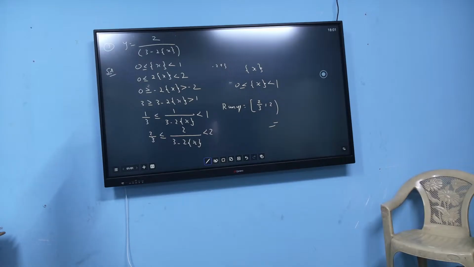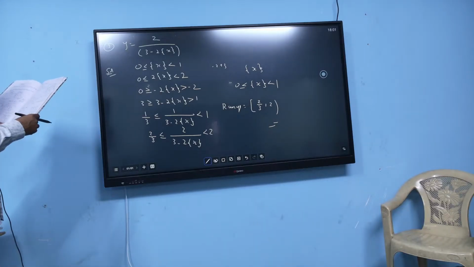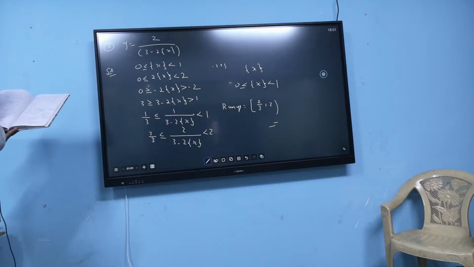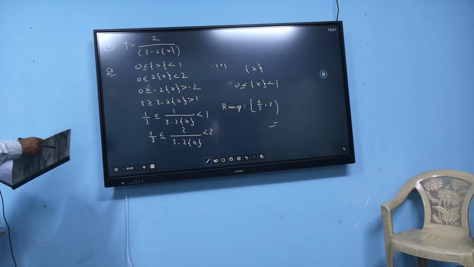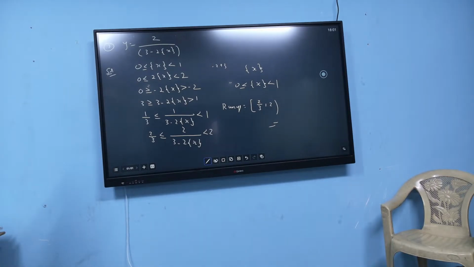Now we'll move on to the third type. No, the second type is over. Now we'll move on to the third type of problem: square roots. Done?